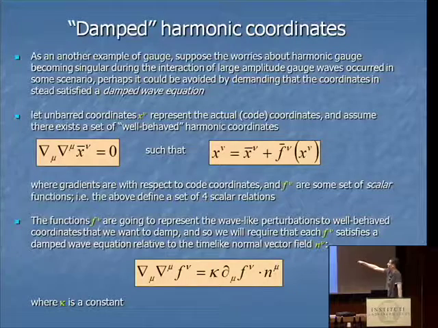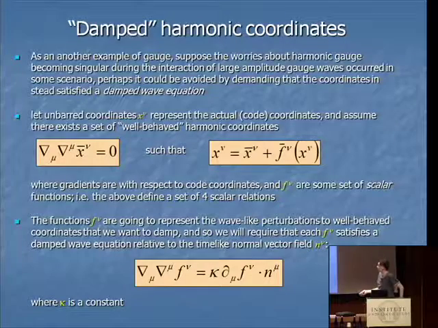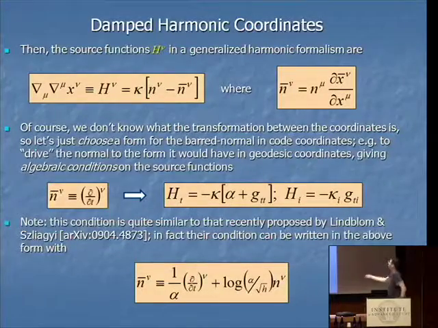But let's assume that they are well-behaved coordinates, and we somehow want to evolve our coordinates such that these waves are damped. If we want these equations to satisfy a damped wave equation relative to these well-behaved coordinates, this is the condition that you'd get. And what does that imply for the source functions? Now we're going to be evolving in these coordinates. We want box x equals some source functions, and it turns out that this is a condition.